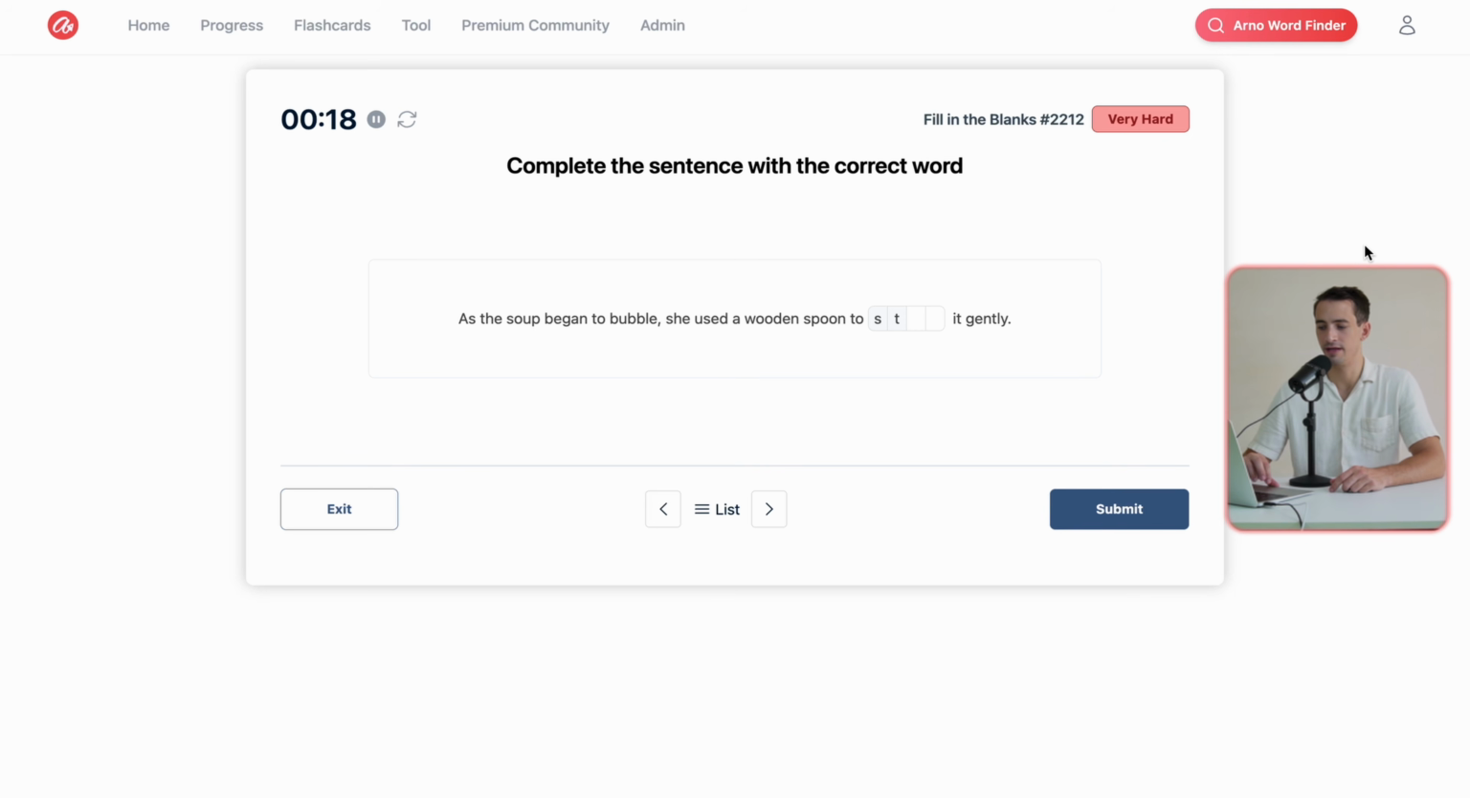As the soup began to bubble, she used a wooden spoon to st blank blank it gently.